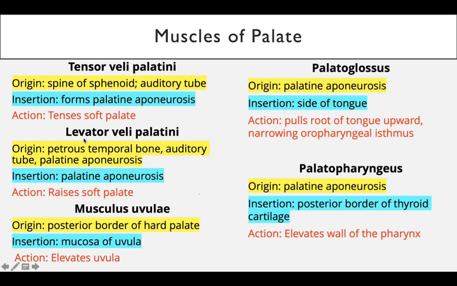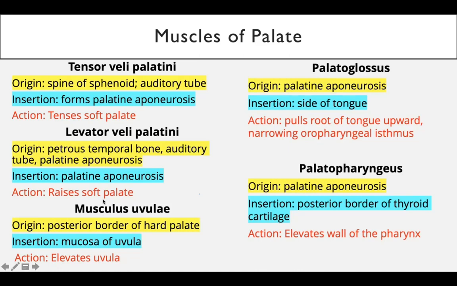Palatini is palate, okay? And then levator veli palatini has origin from the petrous part of the temporal bone, the auditory tube, again the same, and then the palatine aponeurosis. So levator veli palatini is a unique muscle. Whereas the tensor forms the palatine aponeurosis from the expansion of its tendon, this muscle gets origin and insertion both from the palatine aponeurosis. And then, as the name suggests, levator elevates or raises the soft palate.